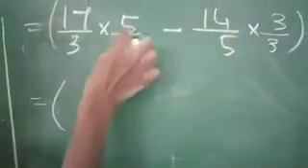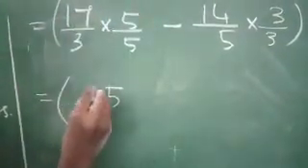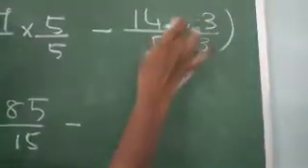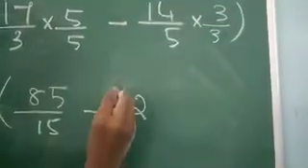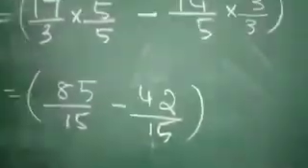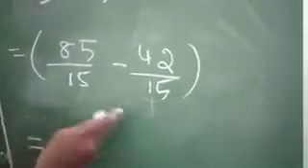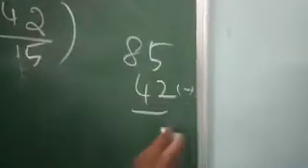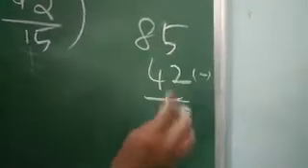Now here you see 17 into 5. 7 5s are 35, carry 3. 1 5 is 5, 5 plus 3 is 8. So 85/15 minus, here 14 into 3: 4 3s are 12, write 2 and carry over 1. 1 3 is 3, 3 plus 1 is 4. So 42/15. Now you subtract because we equalized the denominator. If you subtract 42 from 85, subtract 2 from 5 you will get 3, and 4 from 8 you will get 4.